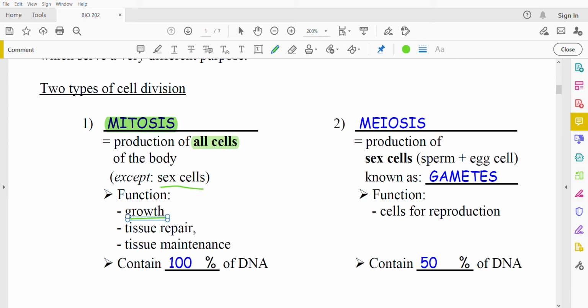Also, certain tissues might need to be repaired. For example, when you get a cut on your skin, the repair process of that involves mitotic cell division. So that's something to bear in mind as well.